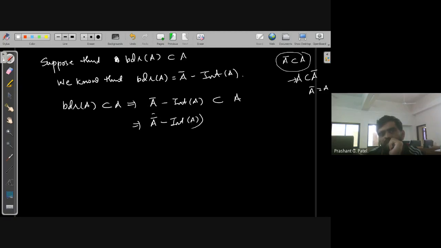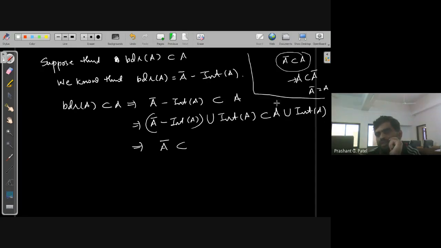In sets, when I say add, you take a union. Union of the interior of A. But what does this give? A closure minus interior, union interior, will give you A closure. And the right side gives A union interior of A. The interior of A is always contained in A, so this is again a subset of A. So actually this is equal to A. That's why we have A closure is a subset of A. Therefore A closure equals A, because A is always a subset of A closure.